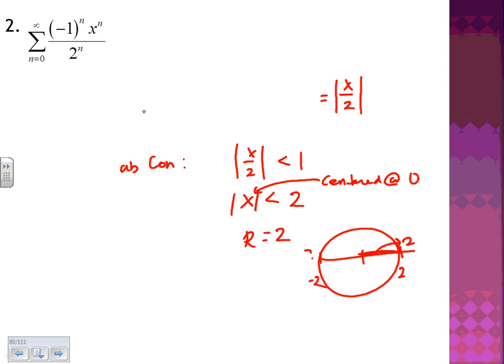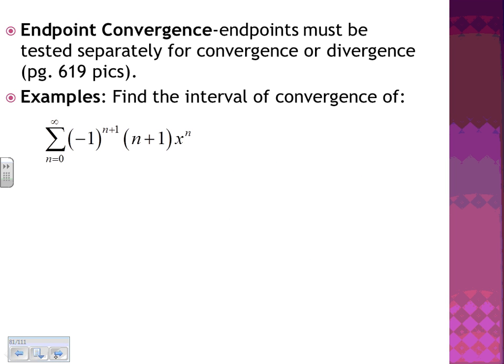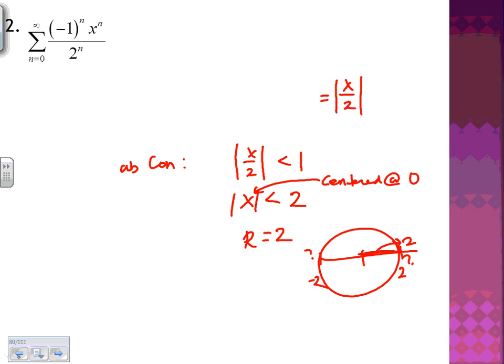Do I know if it converges at the endpoints yet? No, because that test is inconclusive at 1. Okay, so when it says find the interval of convergence, and those tests are inconclusive at 1, if I was to go set up an interval, I would have to say something like this, but I don't know if they converge or diverge at negative 2 and 2.